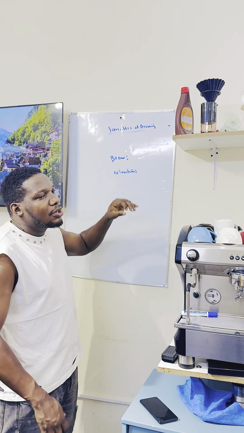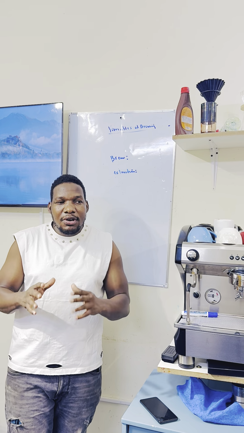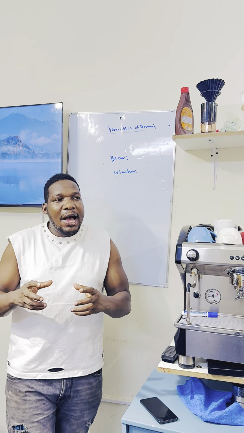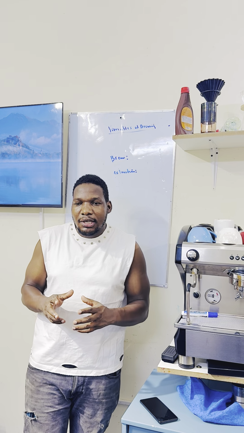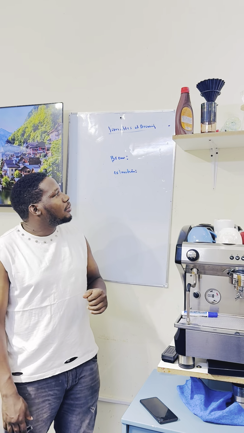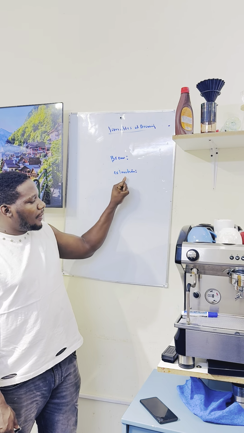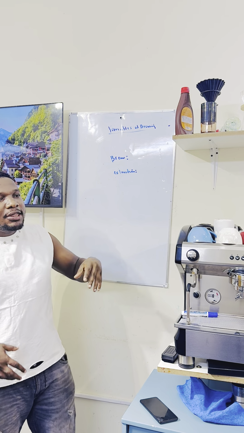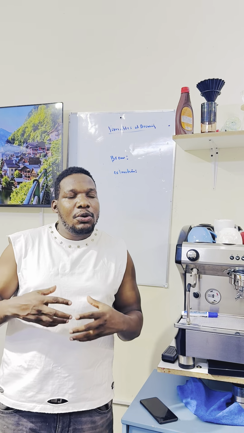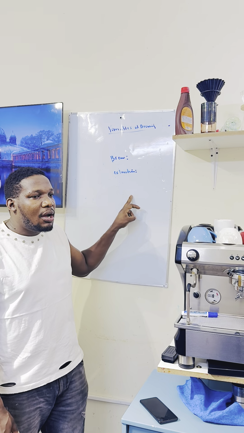Now what we call brew is the contact of the ground coffee with the water. This is what we call brew. That very actual moment when the water is in contact with the coffee grounds, this is what you call brew. Now, what we call extraction, this is when the water dissolves the soluble compounds, the soluble substances, from the ground coffee.